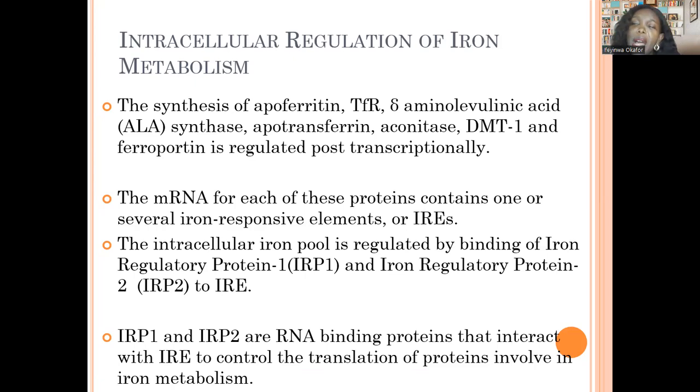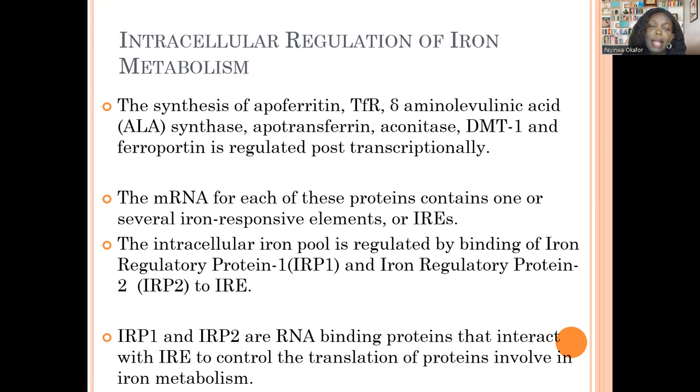The intracellular iron pool is regulated by binding of iron regulatory protein 1 and iron regulatory protein 2 to iron-responsive elements.